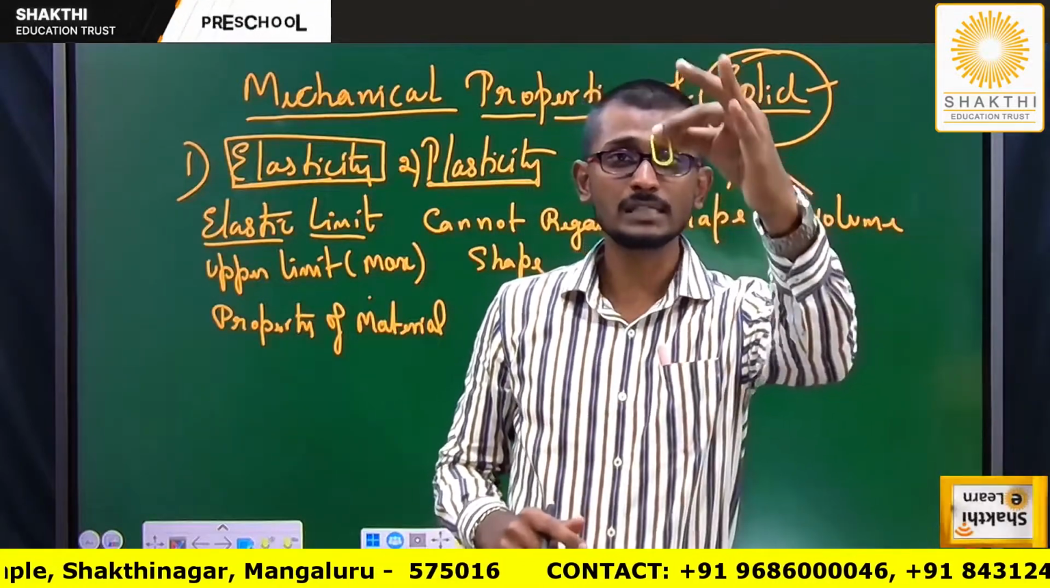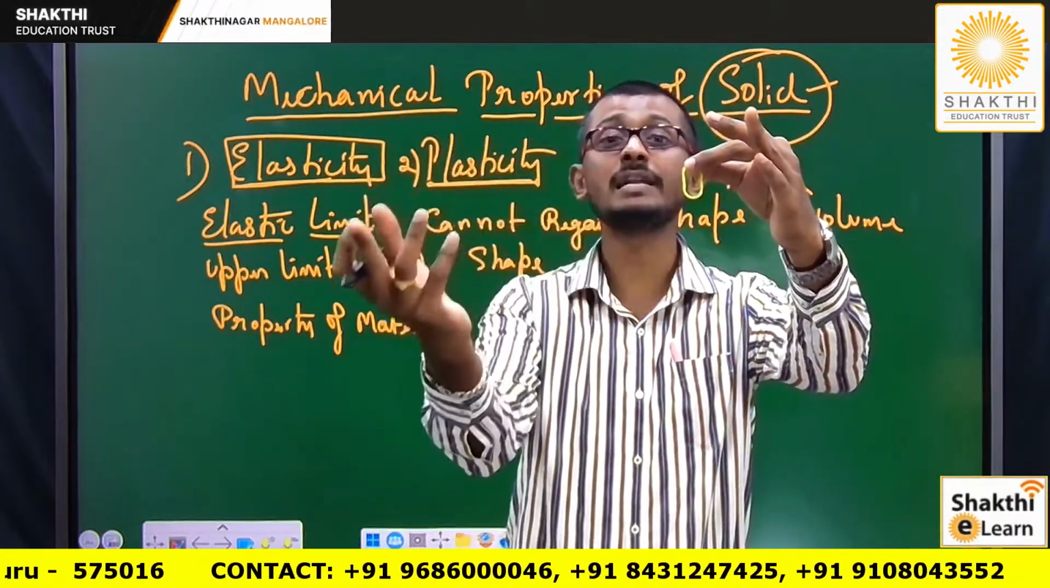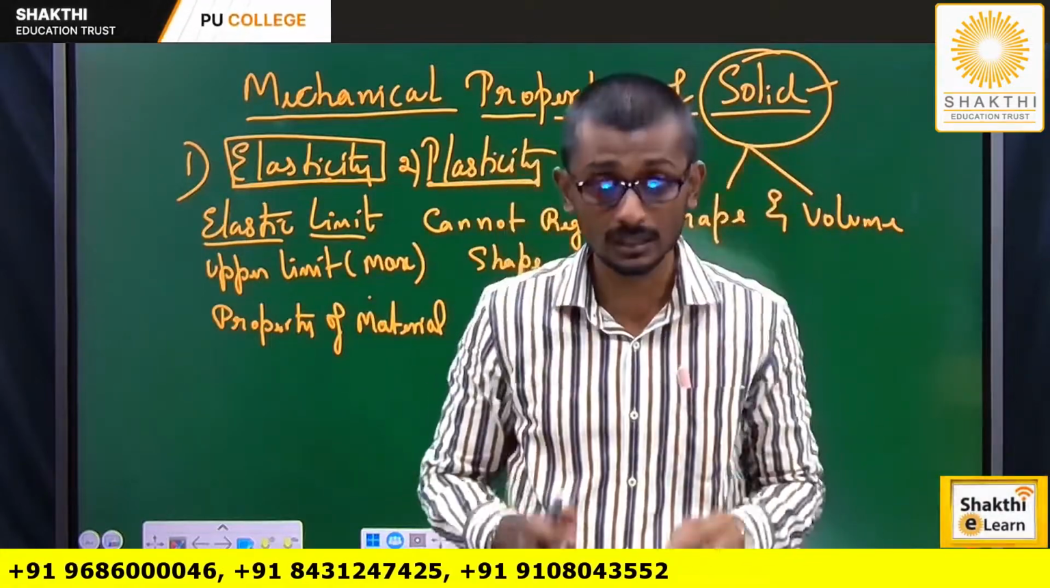Now imagine this is a rubber band. I'm going to use one more as a stainless steel. So it may have a different elastic limit. Clear? That's what we call elasticity, which depends on the property of the material.